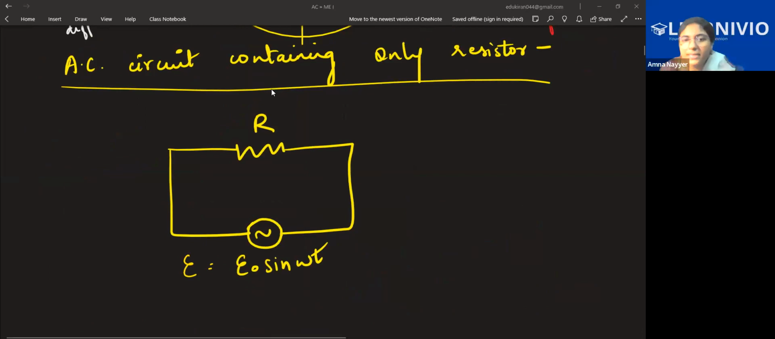Now let's start with AC circuit containing only resistor. Now no inductor, no capacitor, no other device, only resistor is present. You have to remember these details after which the conclusion which I'll tell you. See, in this E is equal to E naught sine omega t.